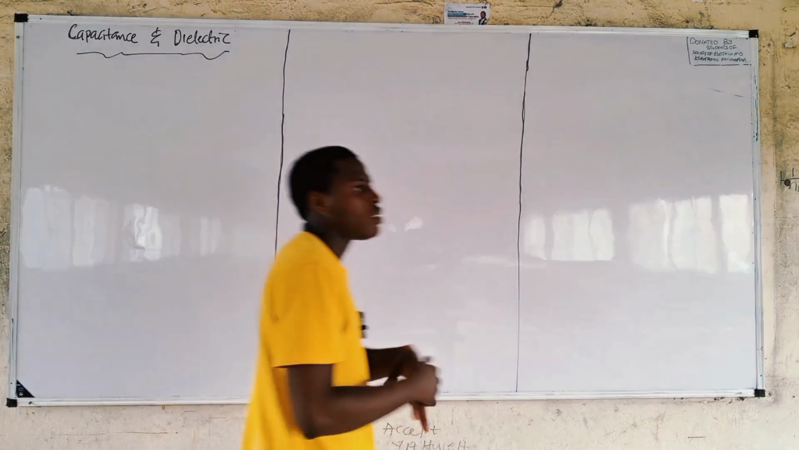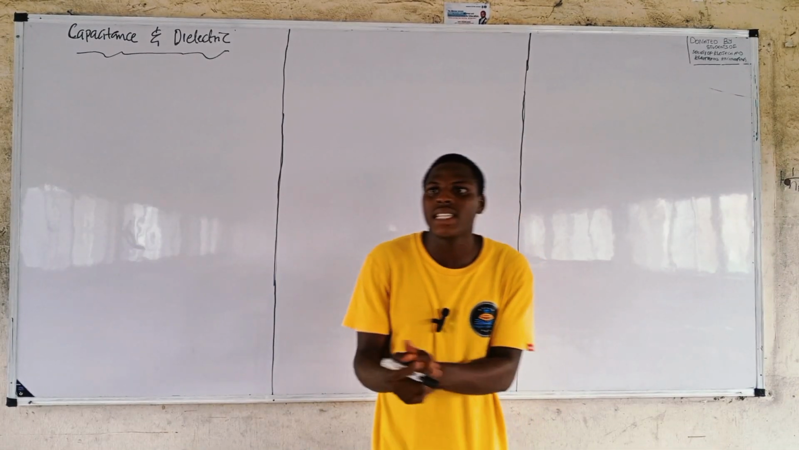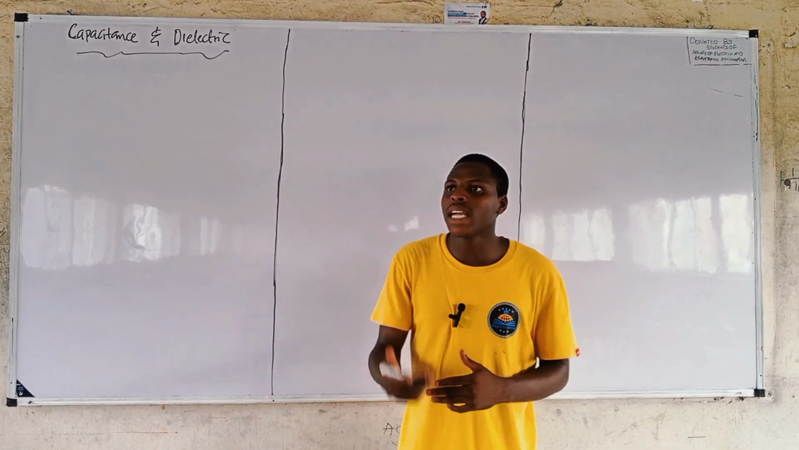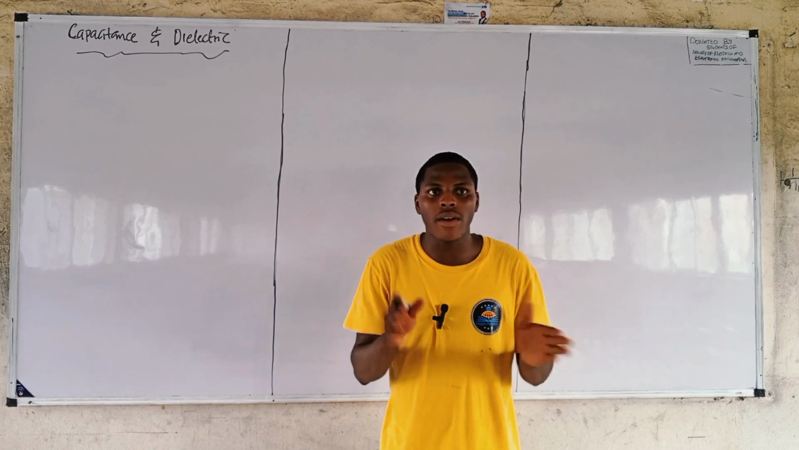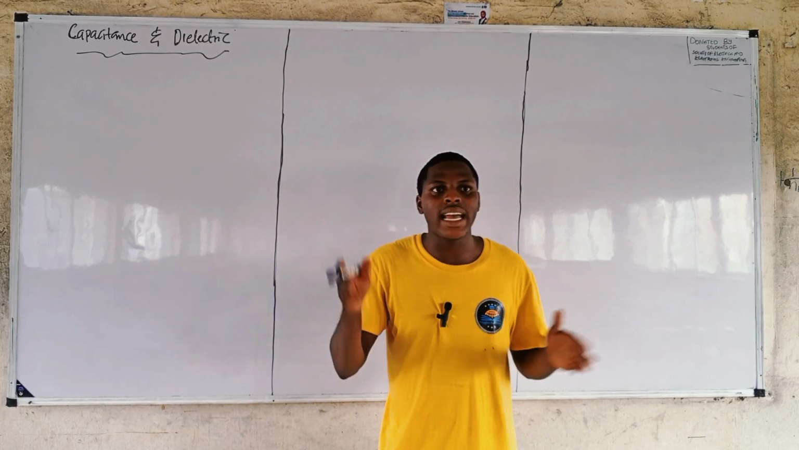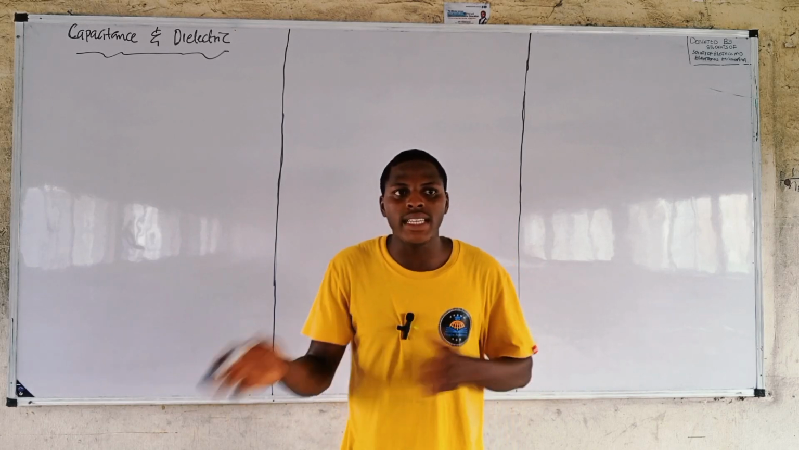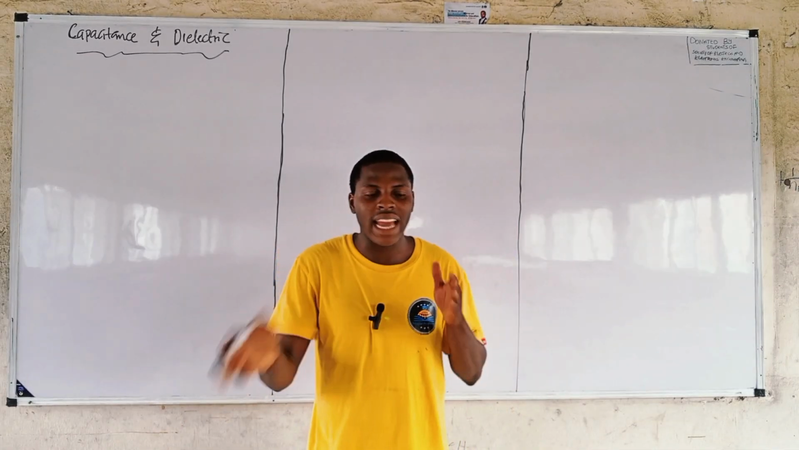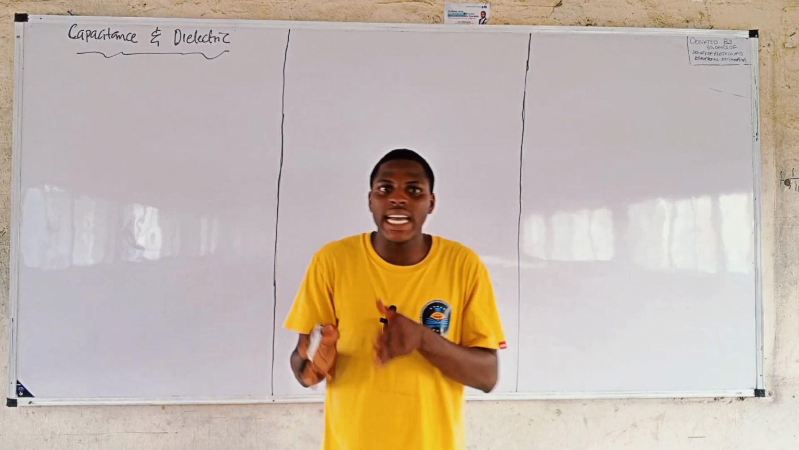Basically we said capacitors are components and devices that store what? Electric charges. The capacitor is made up of two parallel plates. Capacitor is made up of what? Two parallel plates lying side by side. So the parallel plates, they are what? They are lined side by side with a dielectric.